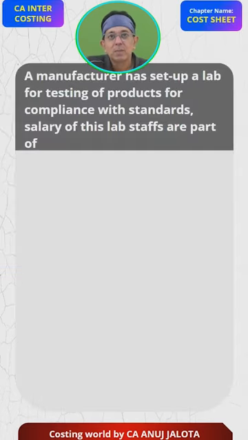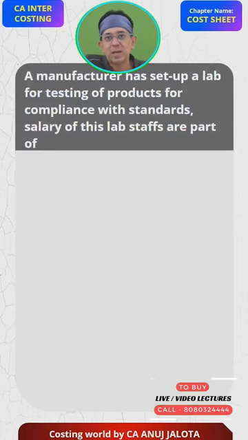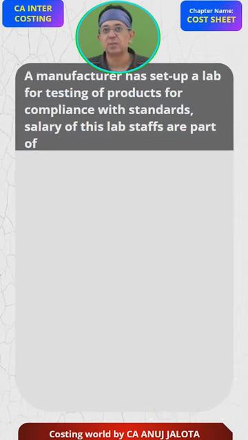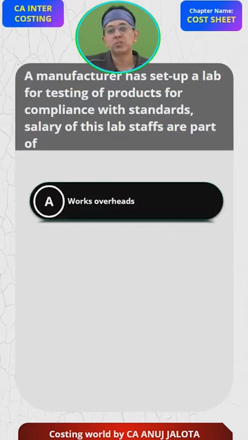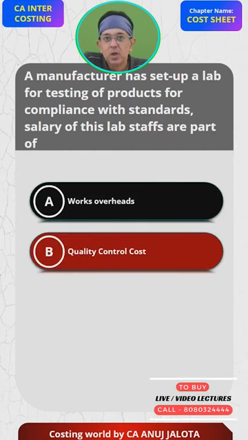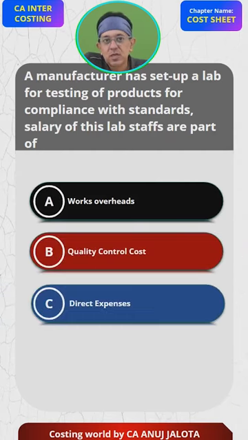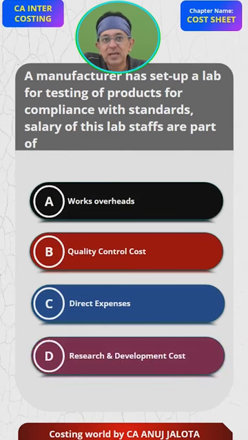Let's do them. A manufacturer has a setup lab for testing of the products for compliance with the standards. Salary of this lab staff are part of: A, works overheads; B, quality control costs; C, direct expenses; and D, research and development costs. Try to think about that.